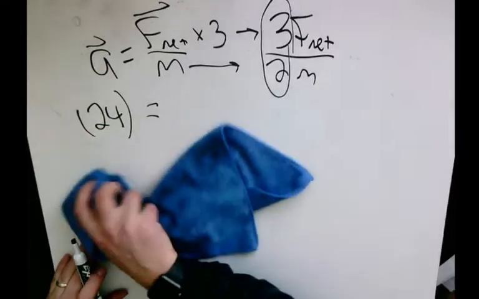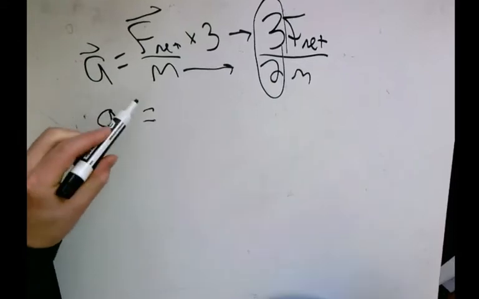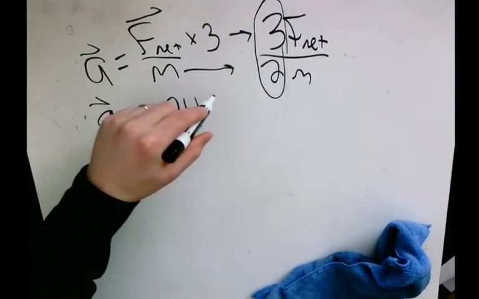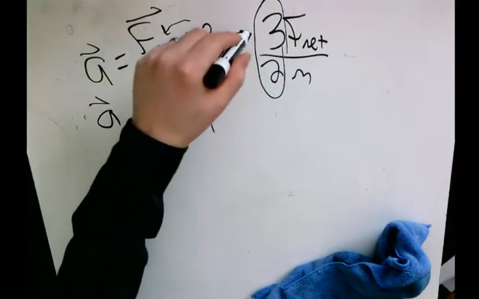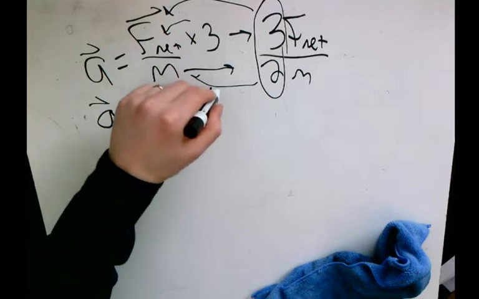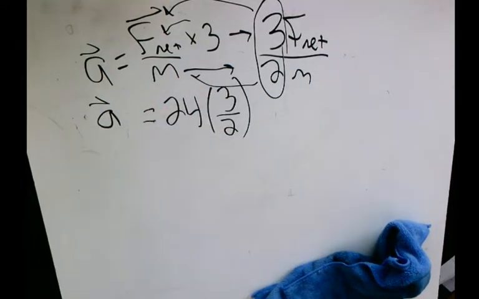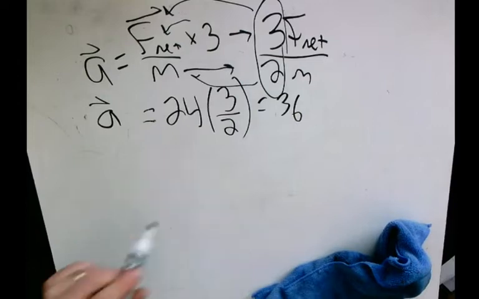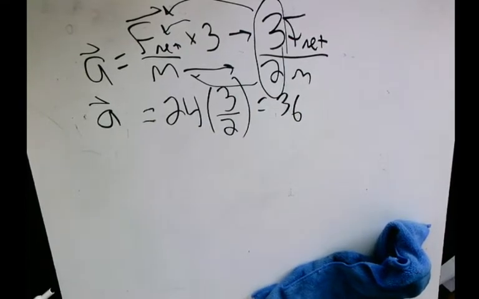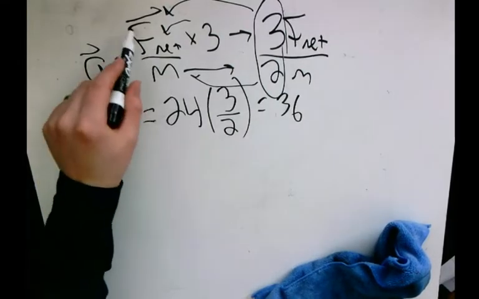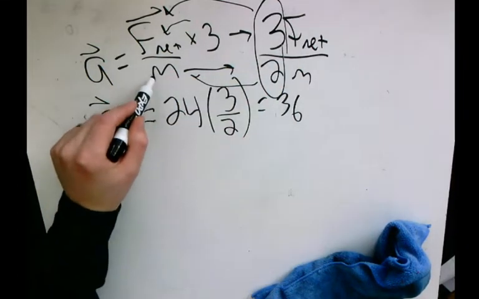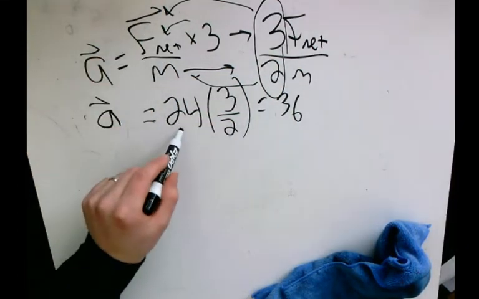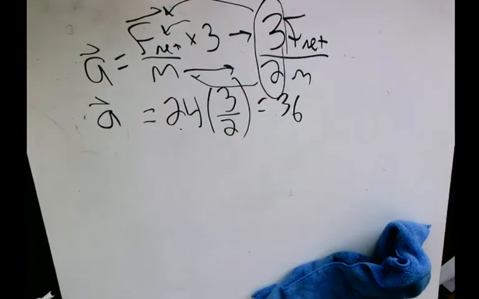So our acceleration will be 24 times that inserted new net force and new mass, which is 36. So we can always just substitute the values into our general equation, replacing our starting net force with 3 times the net force and our starting mass with 2 times the mass, and multiplying it by our starting acceleration.